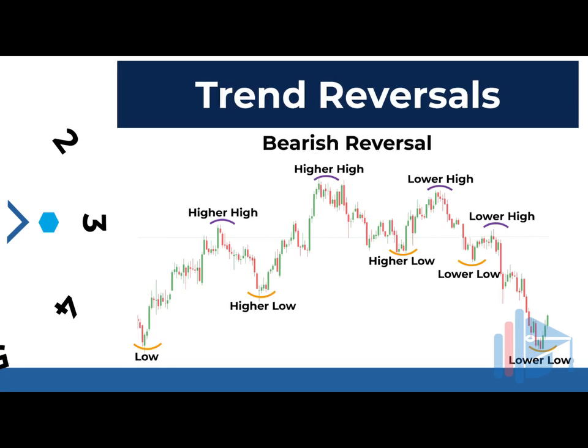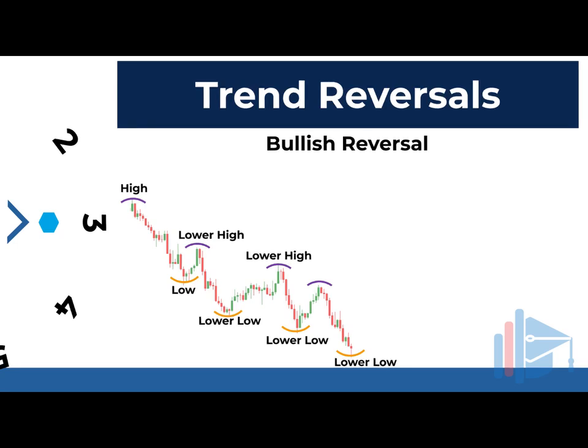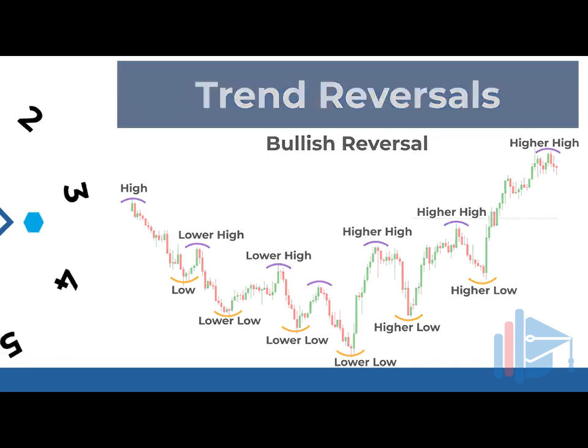into a downtrend. On the other hand, if a pattern of lower highs and lower lows in a downtrend is broken by a higher low, followed by a higher high, this indicates a potential bullish reversal. It suggests that selling pressure may be weakening and buying interest is starting to take over.